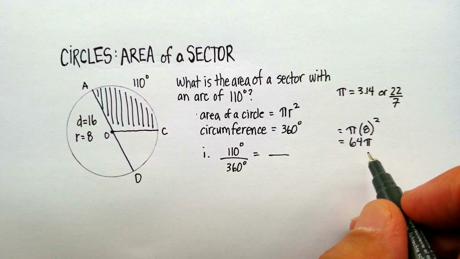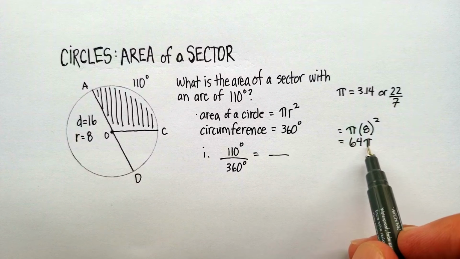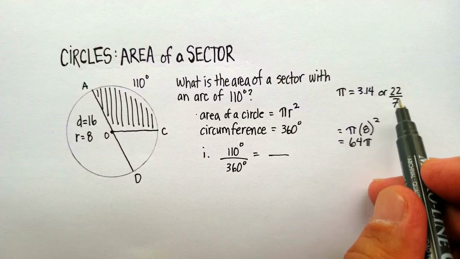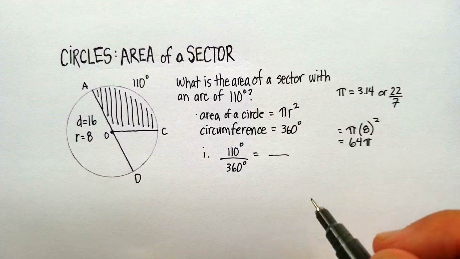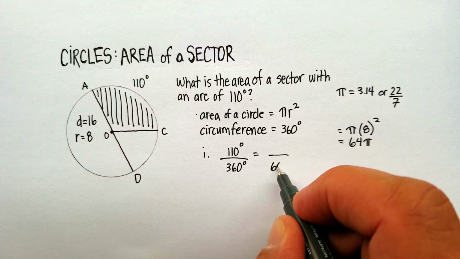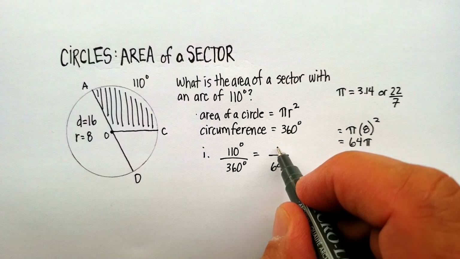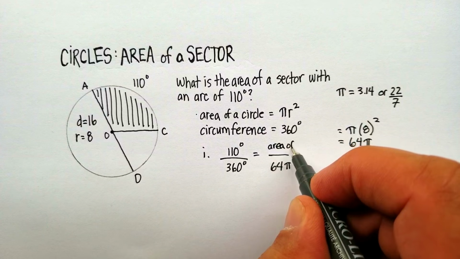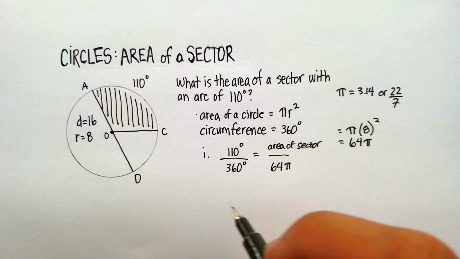Notice I put the pi afterwards. Just treat it like it's a variable. It's probably the easiest way to go. Now, if the teacher wants something more exact, you go 64 times 3.14, or 64 times 22 over 7, which is actually the most accurate. Leaving it as pi is okay as well. So I'll just say 64 pi. And that should be proportional to this area of the sector. Okay, so let's go ahead and see if we can solve this.